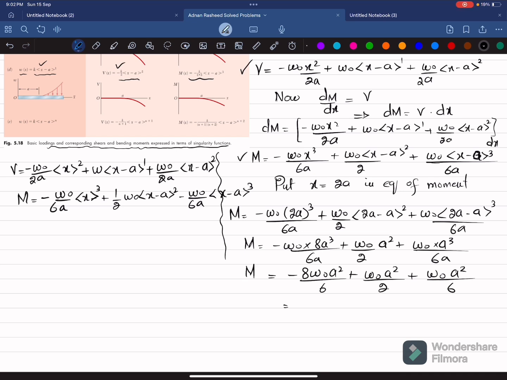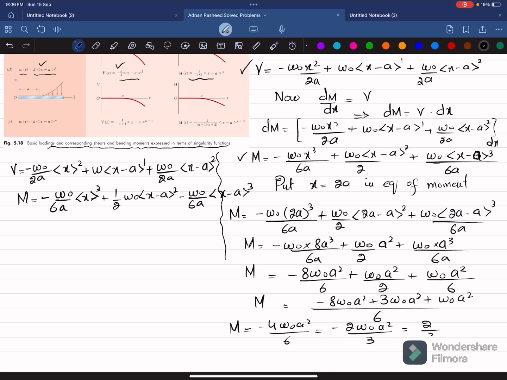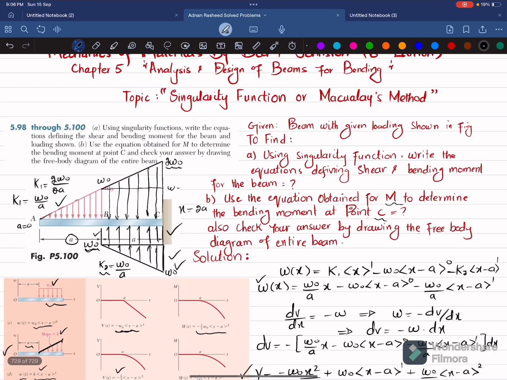Now you have to take the LCM. So over 6, it will be minus 8 W naught a square plus 3 W naught a square plus W naught a square. So this moment will be equal to minus 4 W naught a square over 6, or that is equal to minus 2 W naught a square over 3. You can also write it as 2 over 3 W naught a square, and the moment is clockwise. Clear? Now in the last portion, check your answer by drawing the free body diagram of the entire beam.